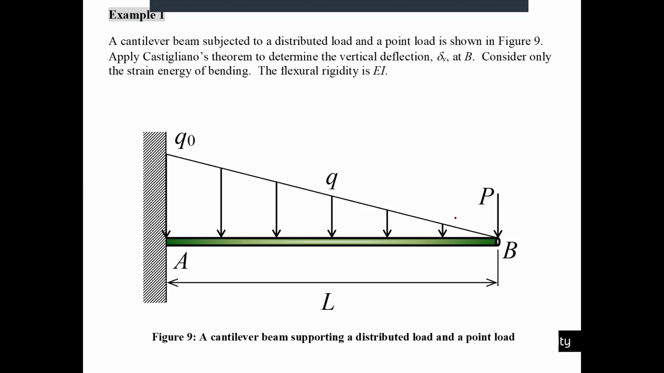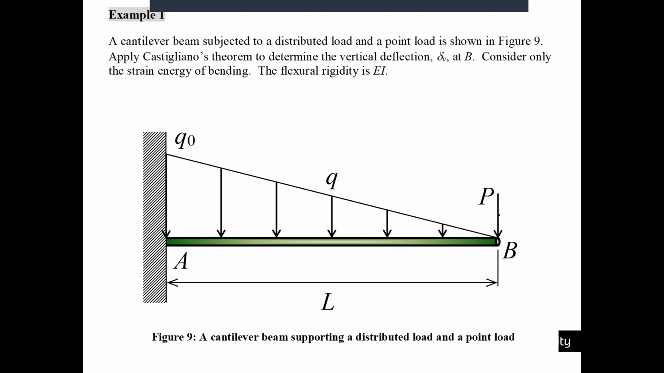So if it is 0 here and Q node here, you can find it with the length; it will vary. The beam is subjected to a distributed load and a point load, as shown in figure 9. Apply Castigliano's theorem to determine the vertical deflection delta B at B.